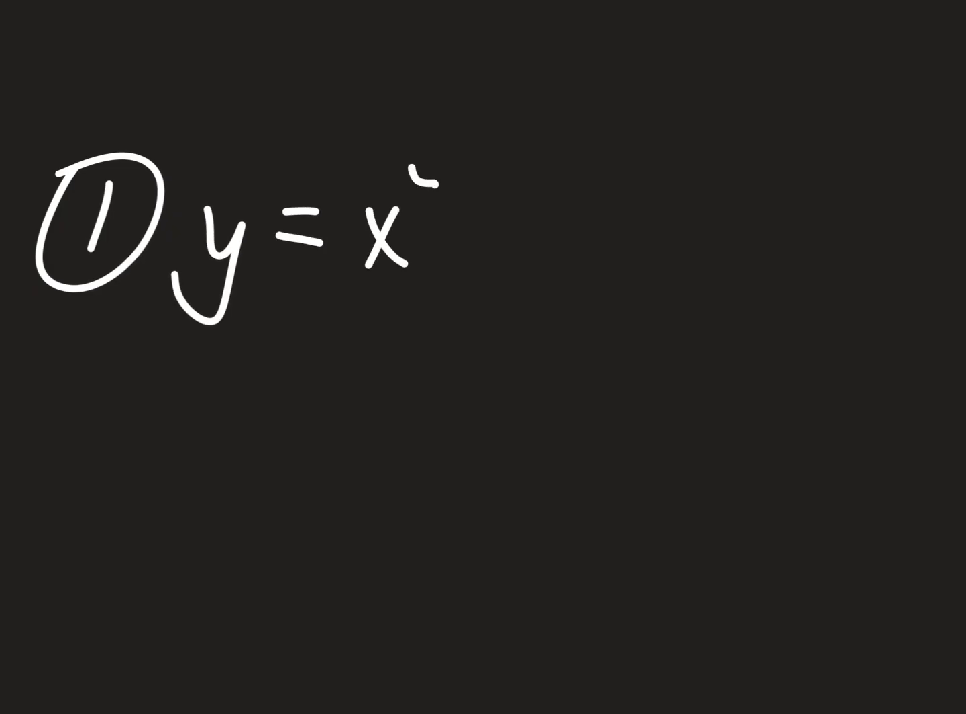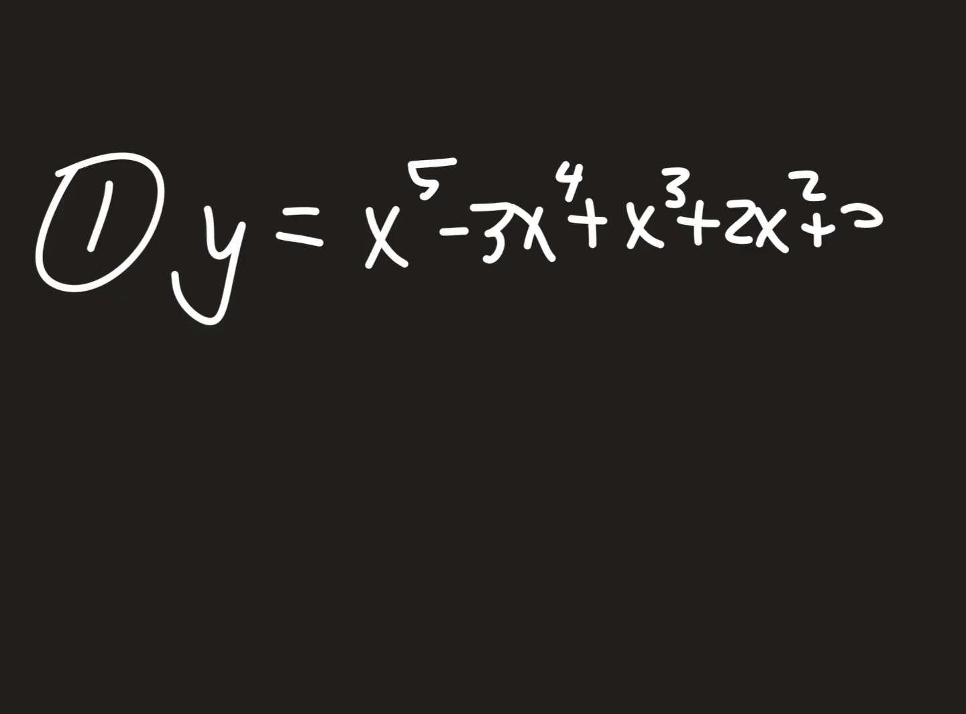All right, here we go. Number 1 of the Schoology quiz. Andrew, would you read it, please? Just read the equation. Y equals x to the third minus 3x to the fourth plus x to the third plus 2x squared plus 3. Thank you. Now we got to do the factors of the constant over the factors of the coefficient.